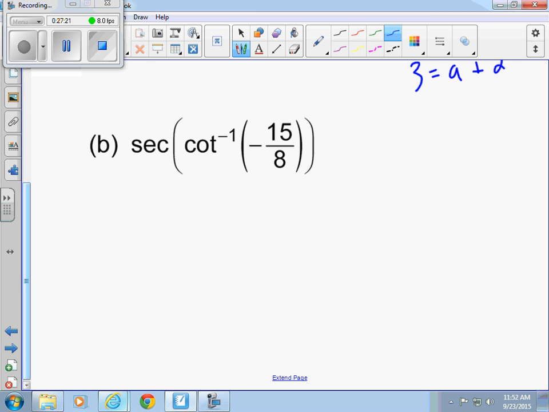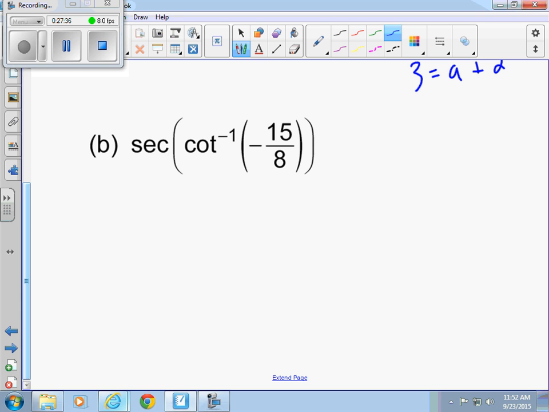I wanted the cosine of the angle that makes sine 2/3. So what do I want this time? The secant of the cotangent inverse. I want the secant of the angle that makes cotangent negative 15/8.